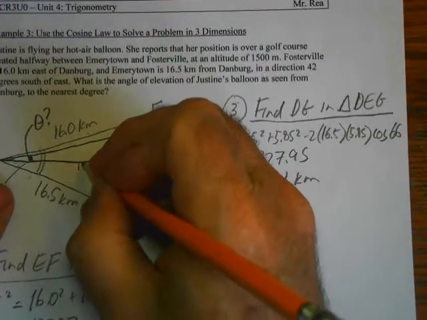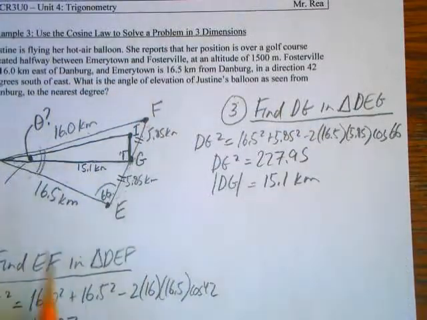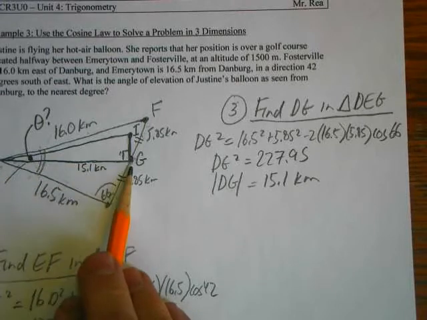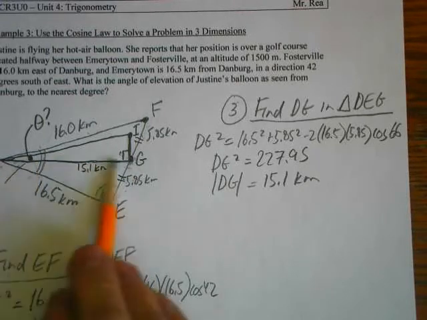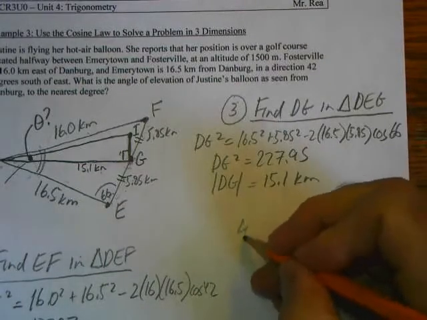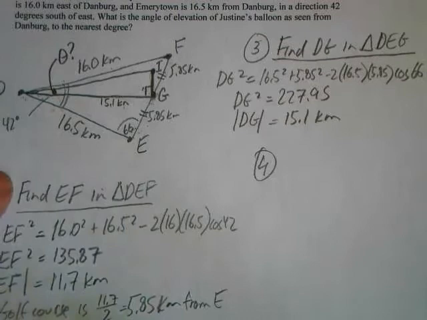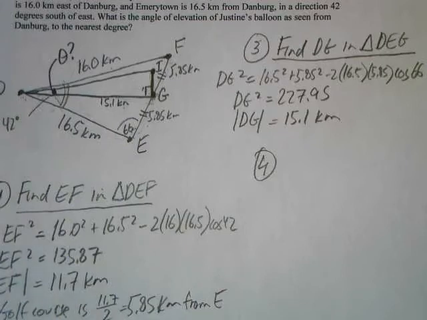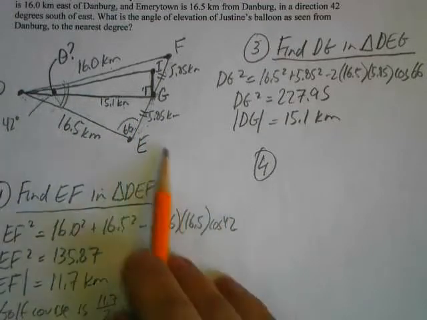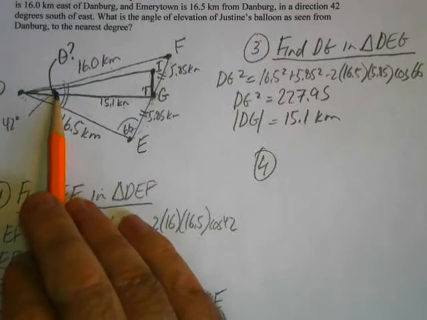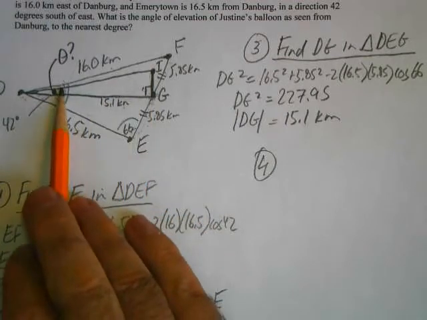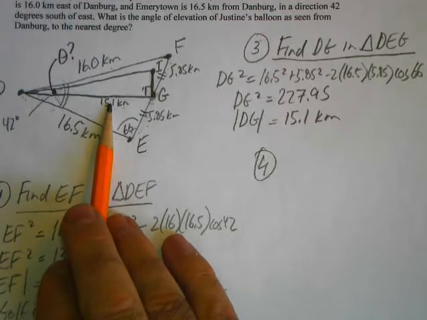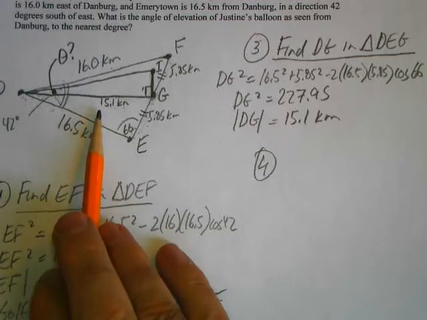So I can update my picture now with that. So the distance from Danburg to the golf course, direct line, is 15.1 kilometers along the ground. And finally, we're at the point where we can start working with that vertical triangle. You could redraw this if you wanted to, but there's been a lot of work. I think I can see that triangle pretty well. What I can see is the angle of reference is what we're trying to find. So we have the, hold on, angle D.